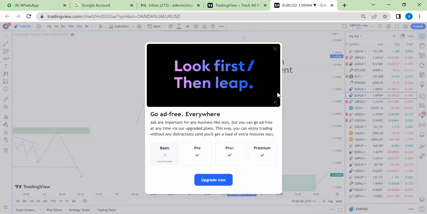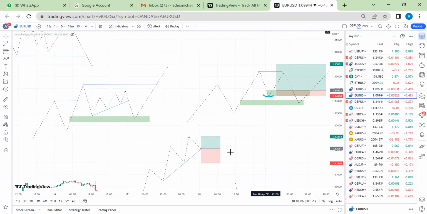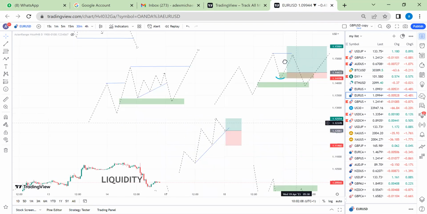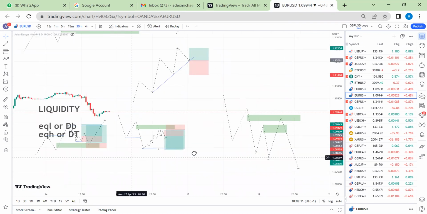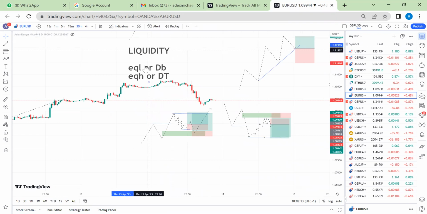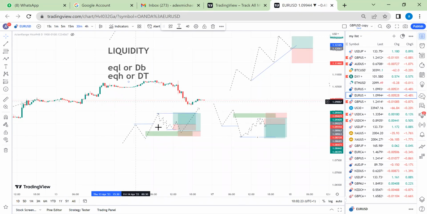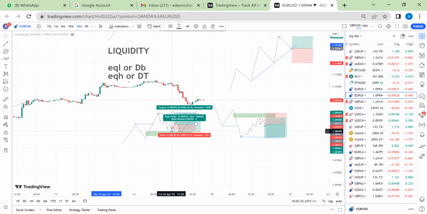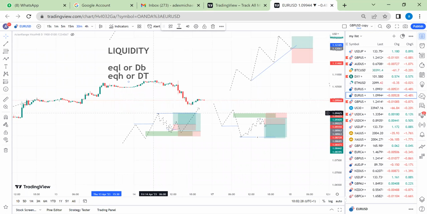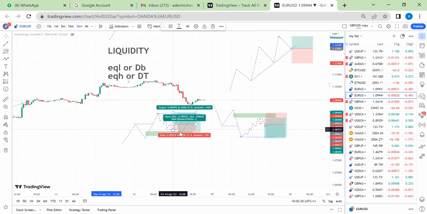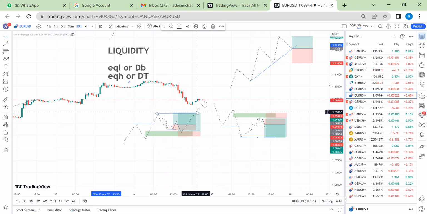Let me give you a quick recap in 1 minute. We have spoken about the different kinds of liquidity we have in markets. We said we have equal low, which is double bottom, and equal high, which is double top. Equal low happens in an uptrend. The internal structure creates an equal low above an order block. The price comes and wipes the liquidity and taps into this order block.